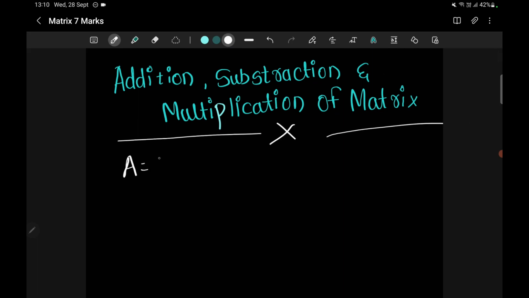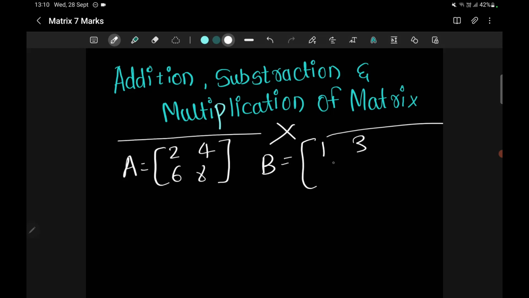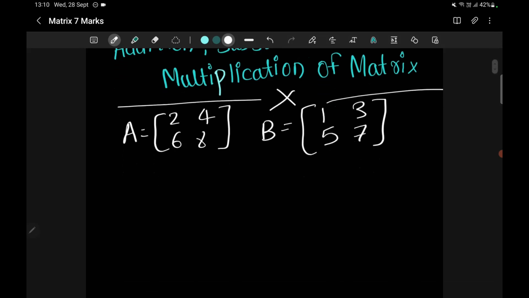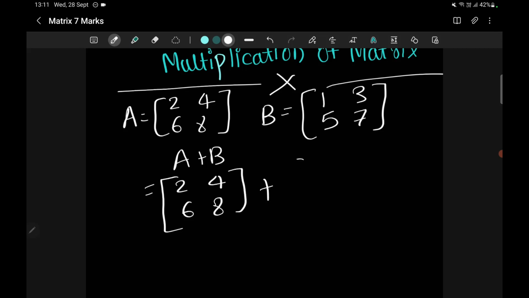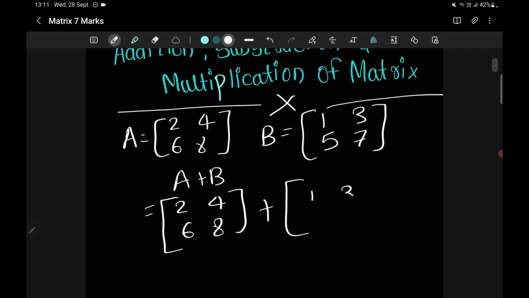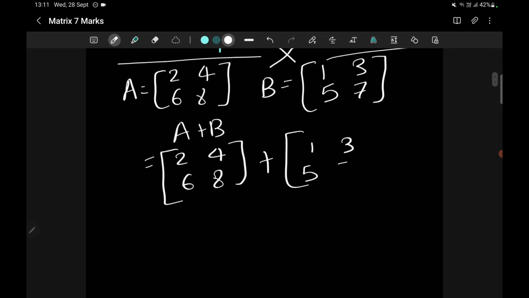A is equal to 2, 4, 6, 8 and B is equal to 1, 3, 5, 7. If you want to perform addition on these two matrices, that is A plus B, first we will write these two matrices. In the exam you can skip this part. 2, 4, 6, 8 plus 1, 3, 5, 7.